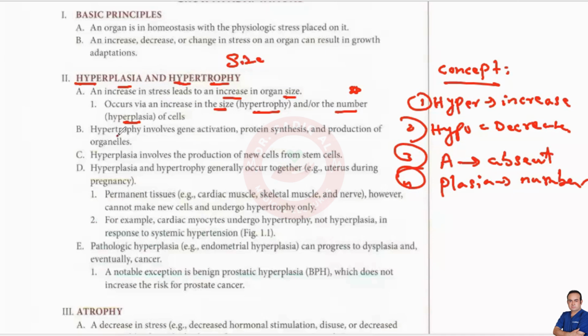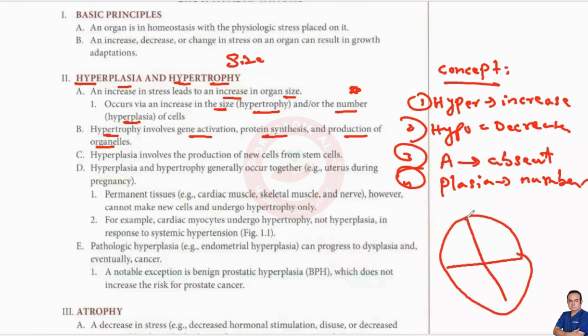Now, hypertrophy occurs because of gene activation, protein synthesis, and production of organelles. Now, let me tell you how hypertrophy occurs. I am giving a very classical example, and I think you must learn a lot from it. For example, this is a heart. A human heart has four chambers. This is the right atrium. This is the left atrium. This is the right ventricle, and this is the left ventricle.